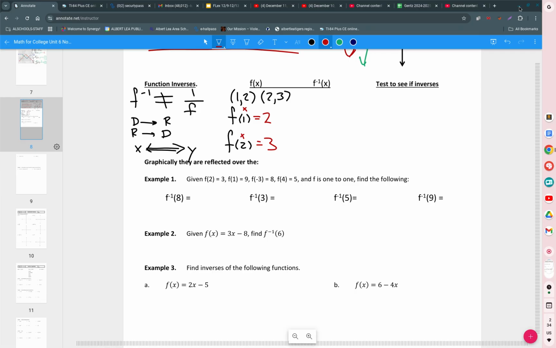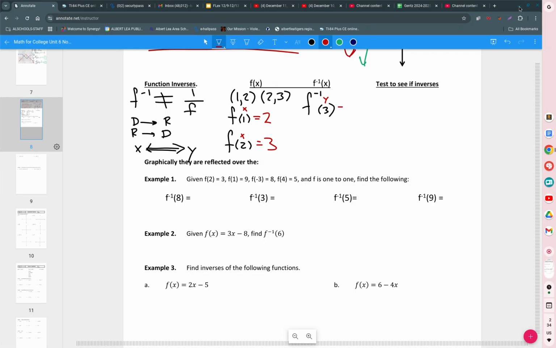But suppose I were to change that to f inverse. If I were to say, what is f inverse of 3? What that means is that 3 is not an x value. It means that 3 is a y value. So if the y value is 3, what's the x value that corresponds to it?